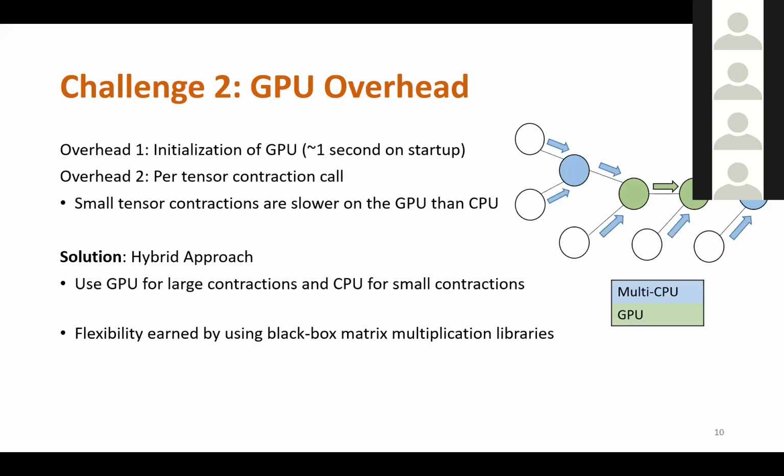And our solution to this problem was to implement a hybrid approach where we only consider using the GPU for large contractions and use the CPU for small contractions. And this flexibility was earned because we're using matrix multiplication libraries as a black box. In particular, there's a library NumPy, which works very well on the CPU, and a library TensorFlow with a very nice implementation on the GPU. And these libraries play nicely together, and you can go back and forth very easily. So this is how we solve the second challenge of GPU overhead.